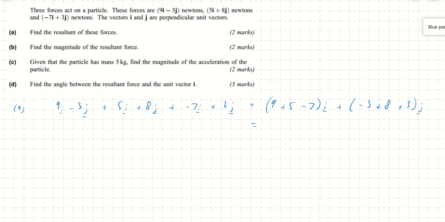Okay, and this is pretty simple. 9 plus 5 minus 7 is 7i, and minus 3 plus 8 plus 3 is 8. So my resultant force is 7i plus 8j.